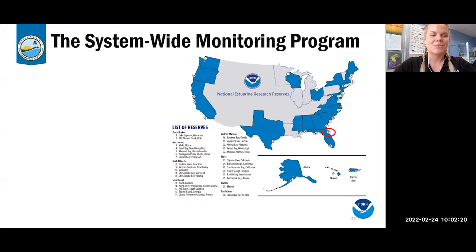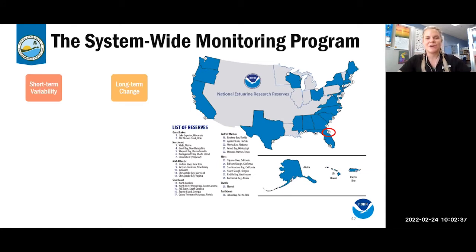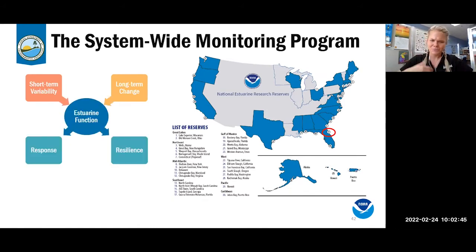So the System-Wide Monitoring Program has been a cornerstone of the National Estuarine Research Reserve System since its inception in 1995. It's a national monitoring network that uses standardized protocols and instruments to quantify and track short-term variability and long-term change within our nation's estuaries, to better understand how these ecosystems function and change over time. It provides us the capability to understand their response and resilience to natural and anthropogenic change, ultimately with the goal of informing coastal zone management.